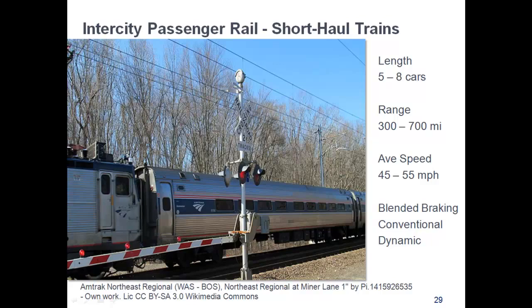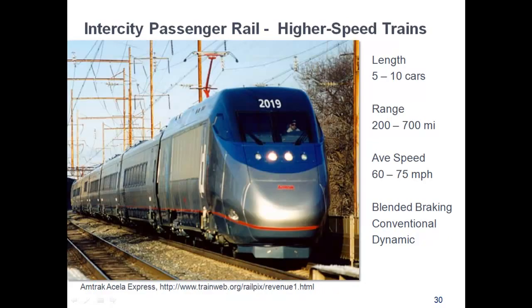The Amtrak Northeast Corridor, Washington, D.C. to Boston, 450 miles and 8 hours. The characteristics of higher speed intercity passenger trains are these. The length is typically 5 to 10 cars. Range is 200 to 700 miles. Average speeds are 60 to, say, 80, although, again, on the Northeast Corridor, 110 to 150 miles an hour max.